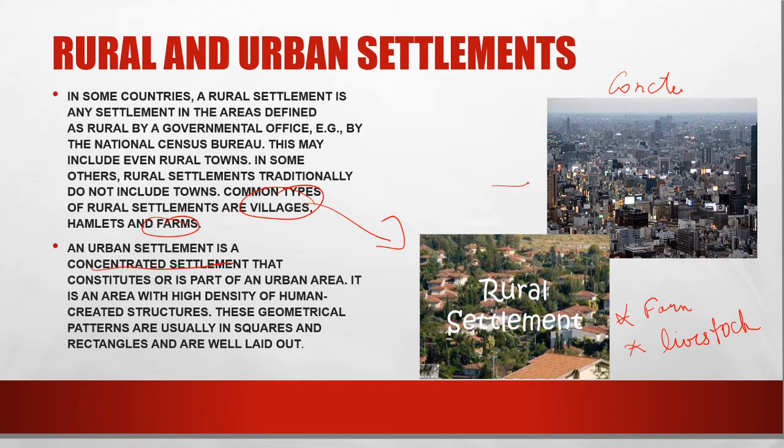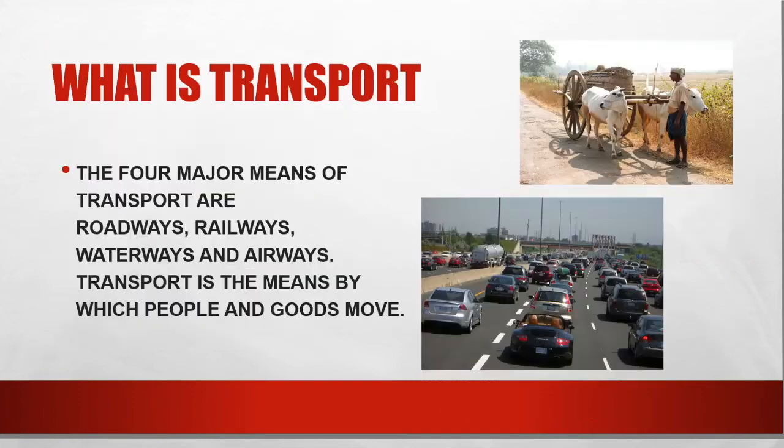So in these settlements, the population of people is also high, and we can link these settlements with compact settlements. And we can link the other type of settlements with scattered settlements. Now I think that you all are able to link the concepts with each other.